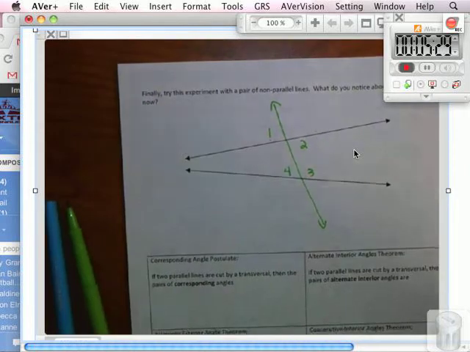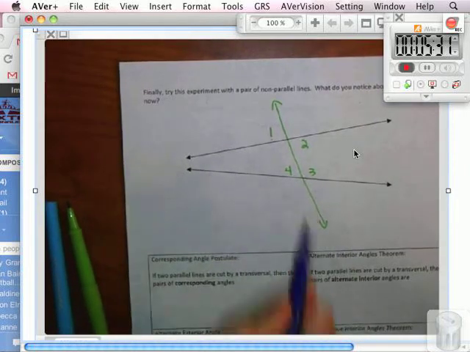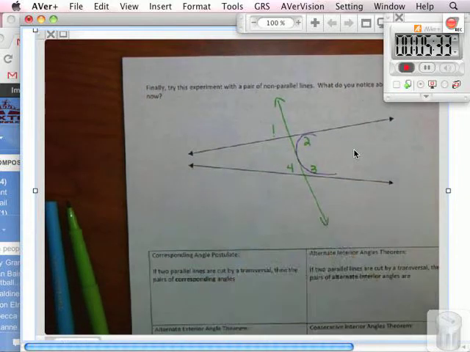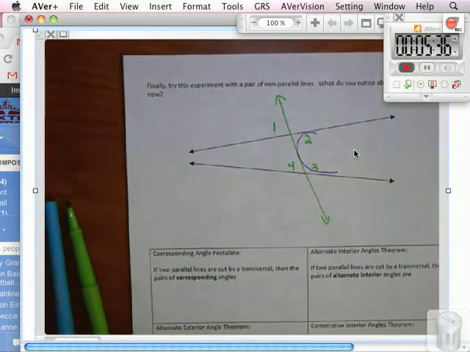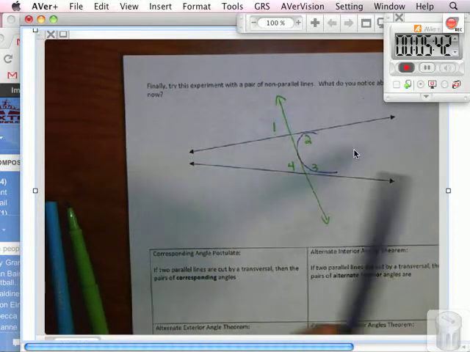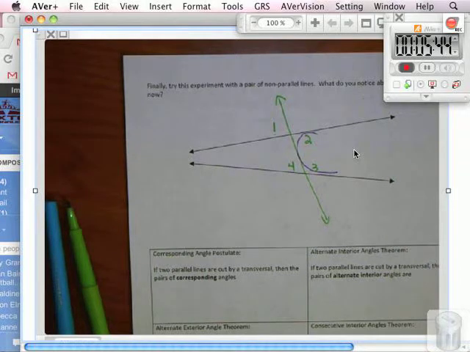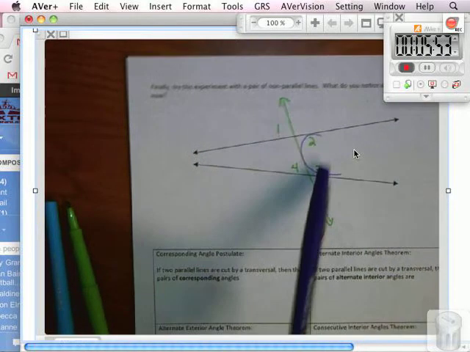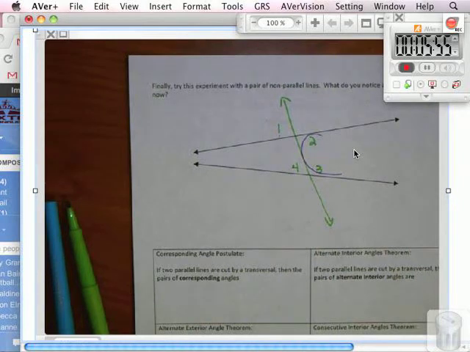How about these right here? Can we say anything about those? What are they called? Jose, what are these called? They're inside. What do we call them? It's the other C word. Consecutive. I was trying to get that out of Jose. Yeah, it's consecutive interior or same side interior. Can we say they add to 180? We can't. We don't know for sure because they're not parallel. Okay, so you can't say any of that stuff when they're not parallel.